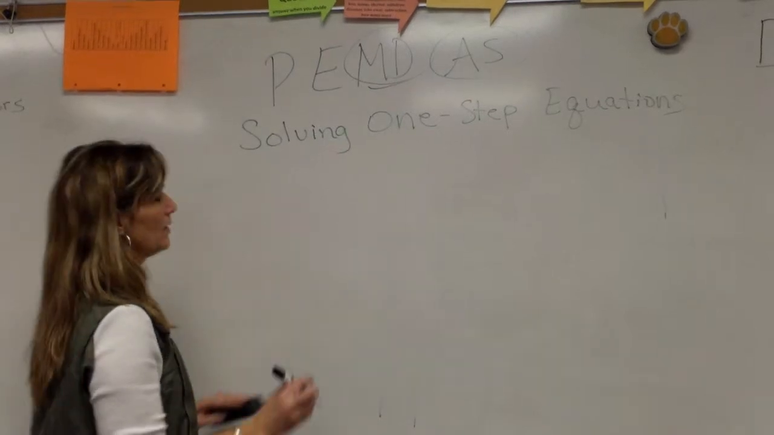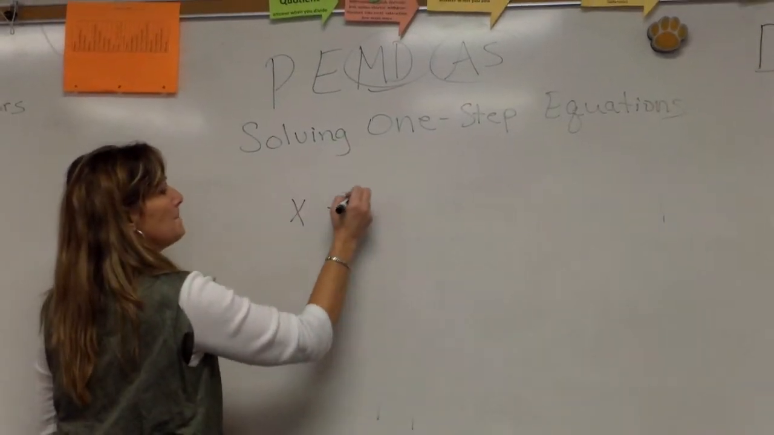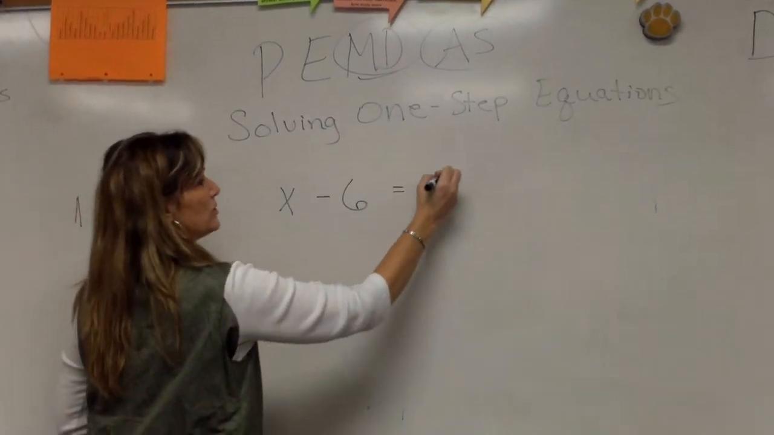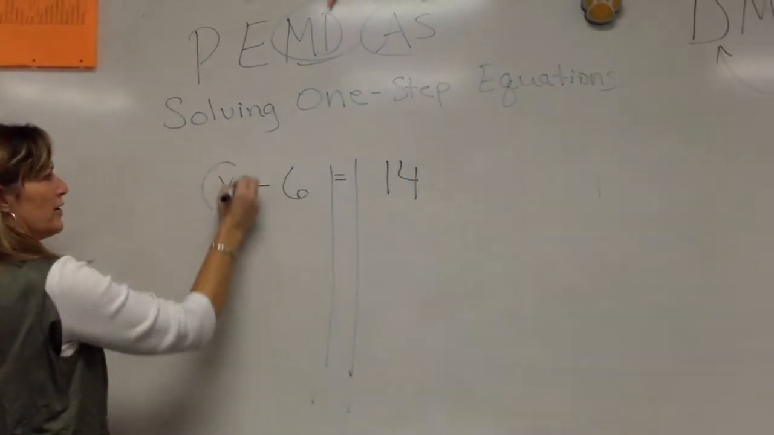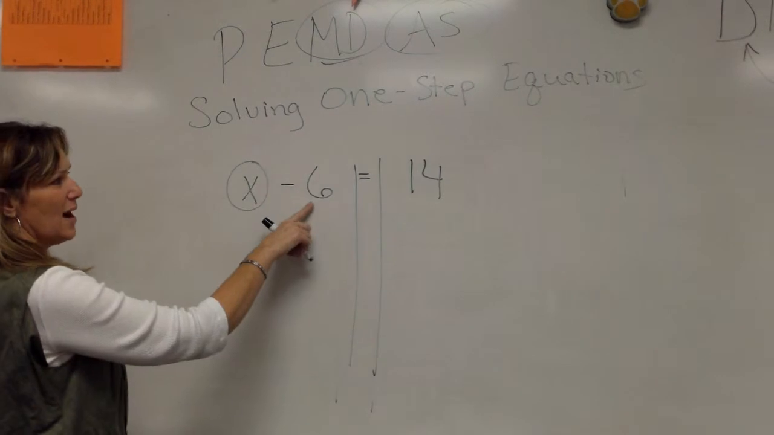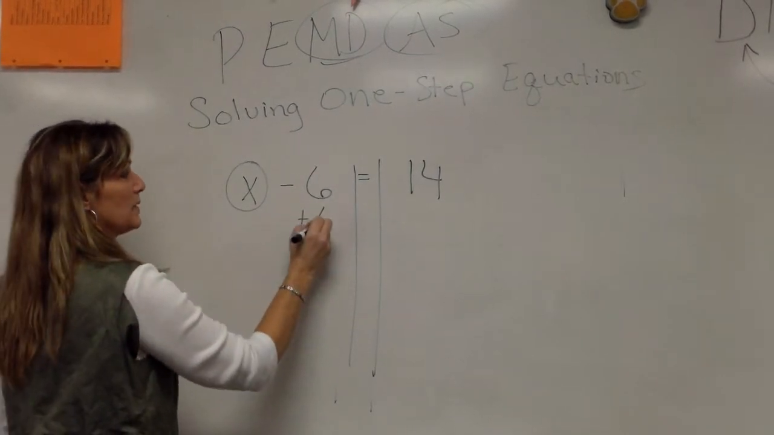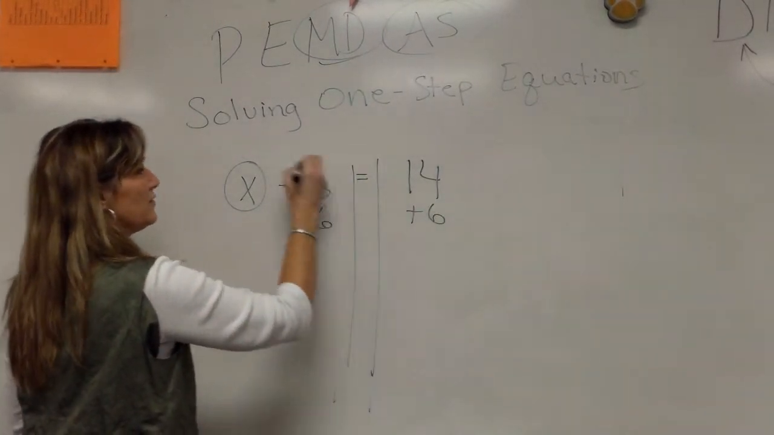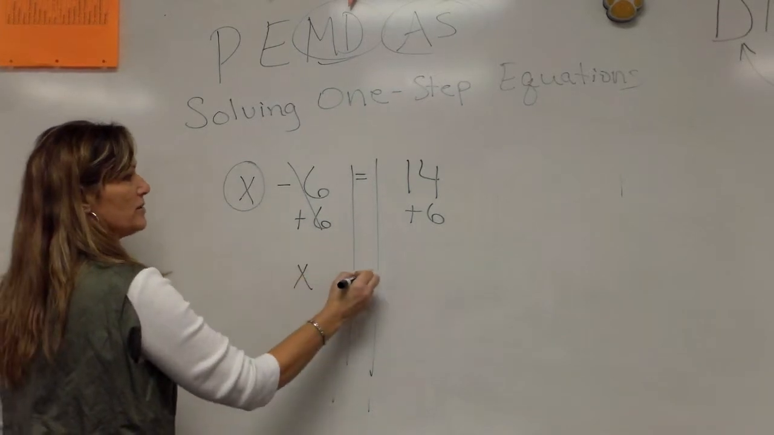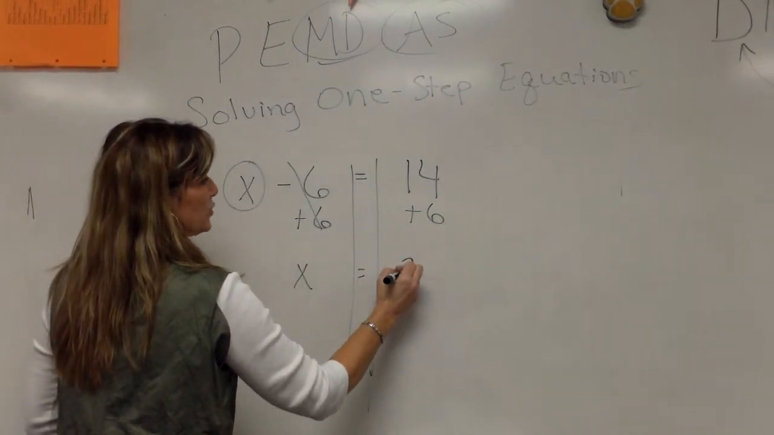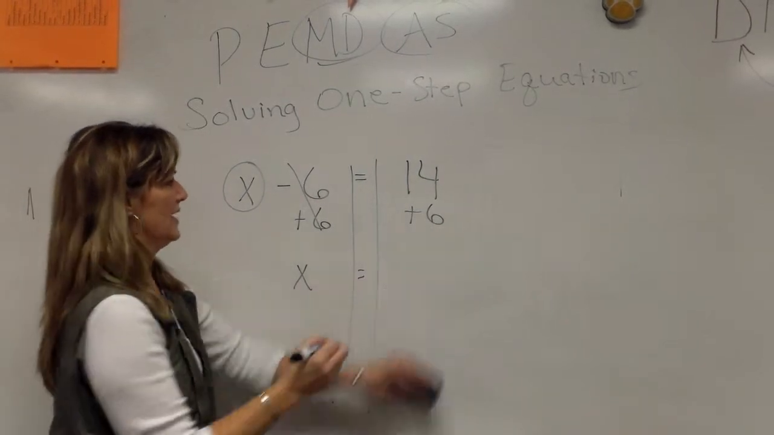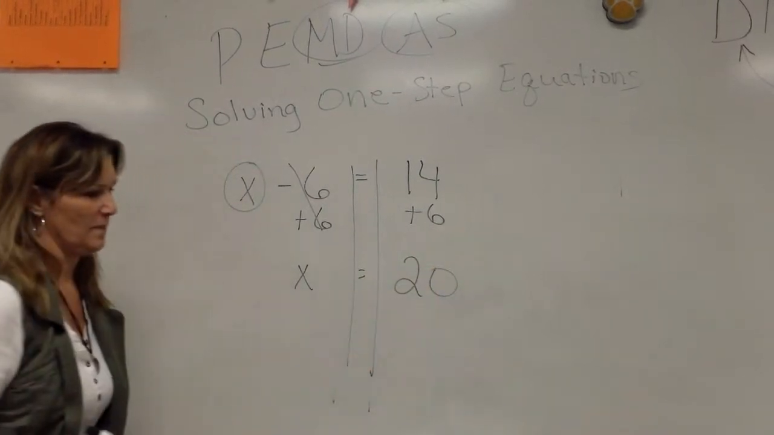Okay. Let's try x minus 6 equals 14. Again, my tracks. My variable stays. The opposite of minus 6 is plus 6. You are doing the inverse operation to both sides. 14 plus 6 is 20. X is 20.